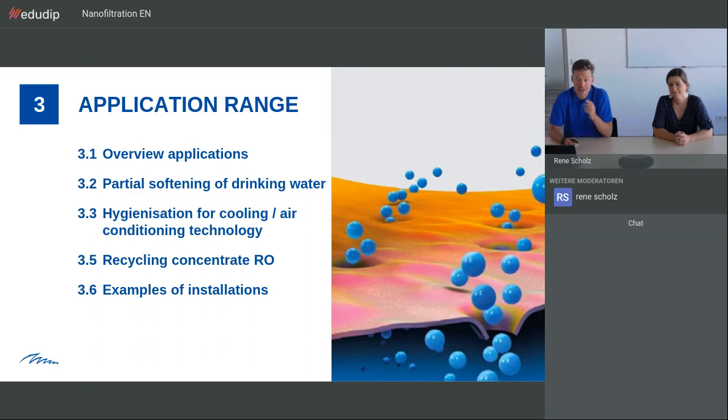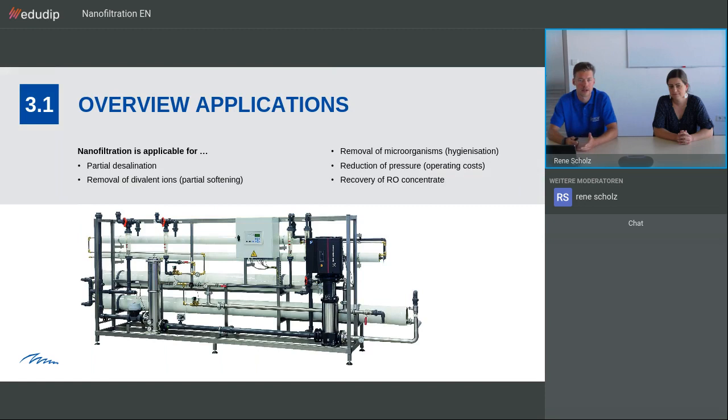All right, so the application range. We will have a short overview over the applications, for example, partial softening of drinking water, as well as hygienization for cooling and air conditioning. And the most common one for us is the recycling of reverse osmosis concentrate. And then we will have some overview about examples of installations. All right, so nanofiltration is applicable for partial desalination, as well as removal of divalent ions, so partial softening, and also for the removal of microorganisms and the reduction of pressure, and also the recovery of reverse osmosis concentrate, which leads to a reduction of water consumption, of course.